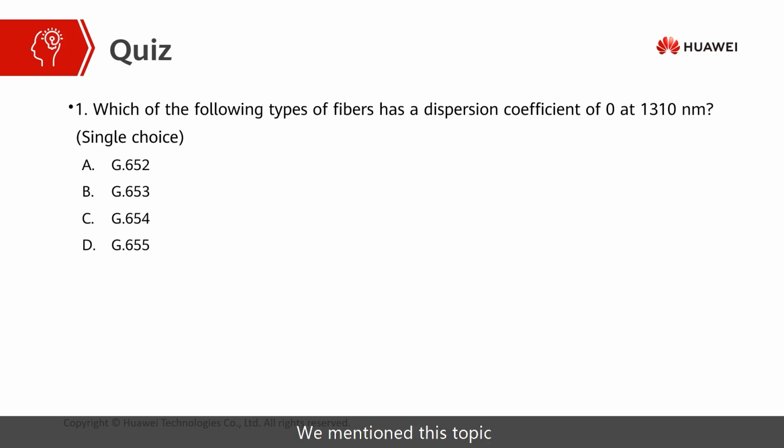We mentioned this topic when introducing G.652 fibers. The dispersion coefficient of G.652 is 0 at the 1310 nanometer window. A is the correct answer.